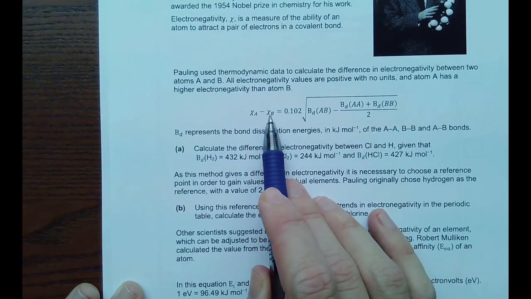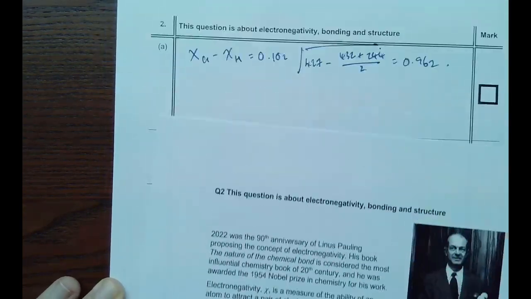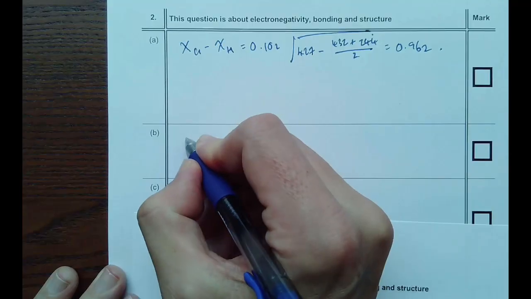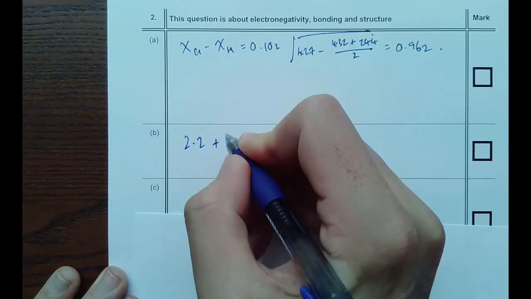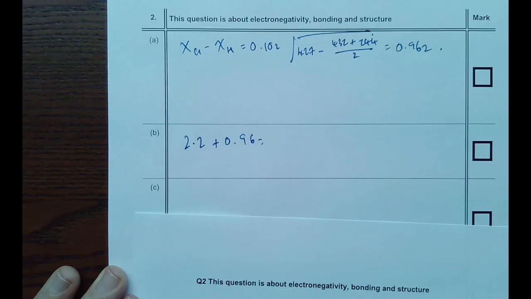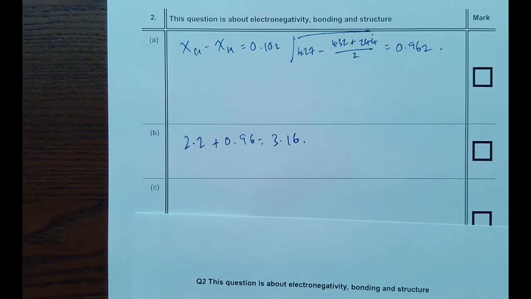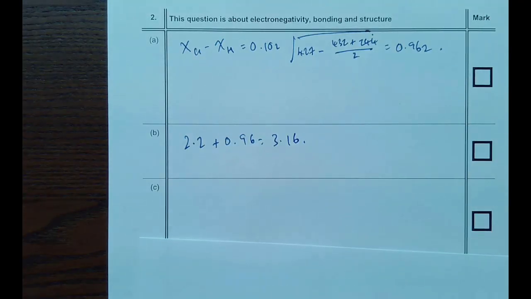So then calculate the electronegativity for chlorine. So if I know that hydrogen is 2.2 and I know the difference is 0.96, then obviously chlorine is going to be 2.2 plus 0.96. Okay, so 2.2 plus 0.96 gives me 3.16. Another very generous mark there.